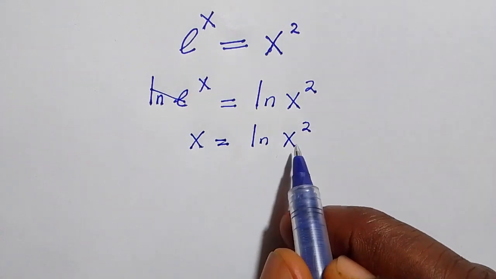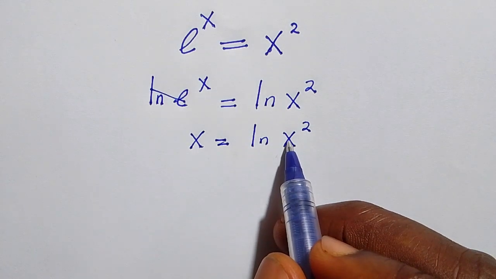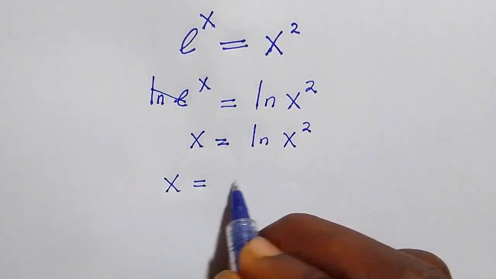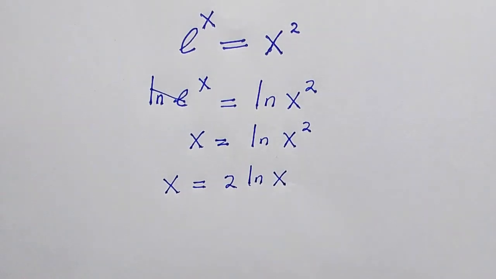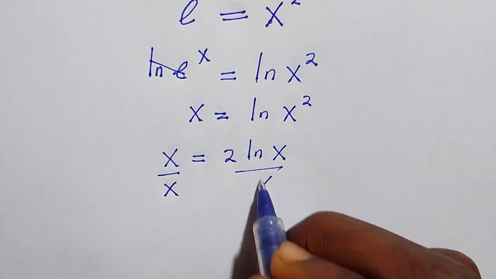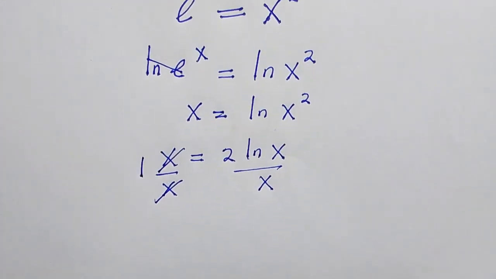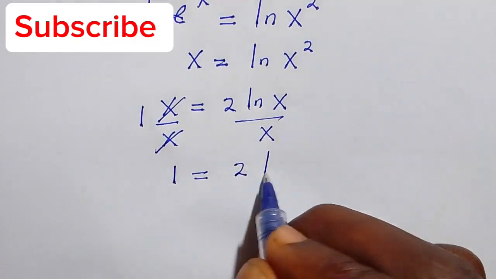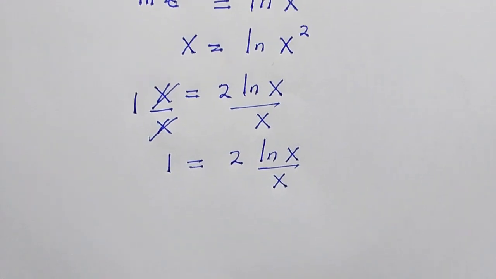But according to the rule of logarithms, anytime we have a power on a number inside a log, we bring it to the front. Therefore, we have x equals 2 ln x. Then let's divide both sides by x. By dividing both sides by x, this cancels and it remains 1, so 1 equals 2 ln x divided by x.